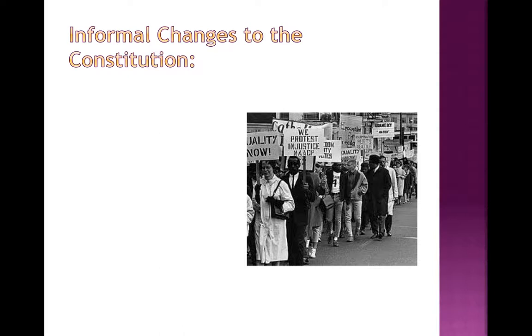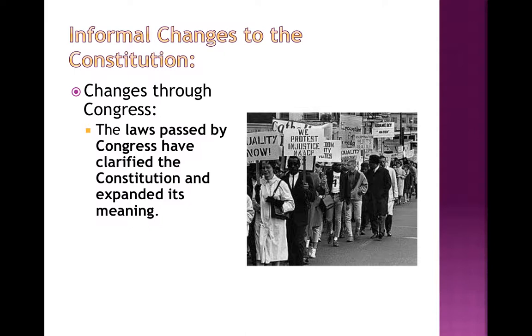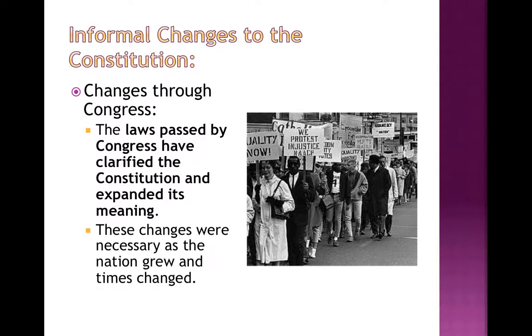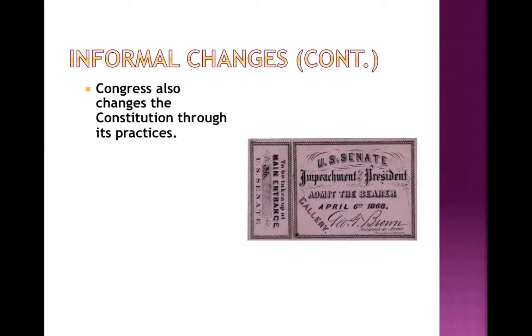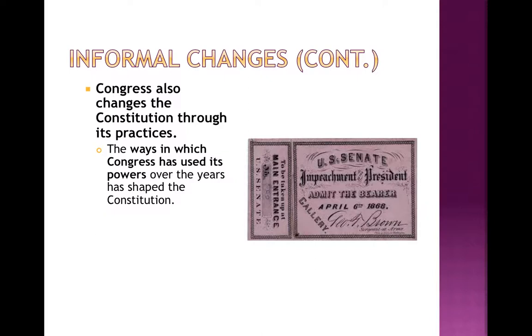There have also been informal changes to the Constitution in addition to formal amendments, and some have occurred through Congress. The laws passed by Congress have clarified the Constitution and expanded its meaning. And these changes were necessary as the nation grew and times changed. Congress also changes the Constitution through its practices, what it does. The ways in which Congress has used its powers over the years has shaped the Constitution.